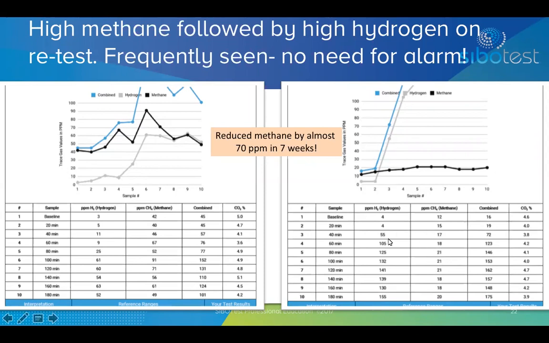to concentrate on hydrogen. Unfortunately, looking at levels of hydrogen is not quite as predictable in terms of how many rounds of antimicrobials you need. So that is always a little bit less predictable.